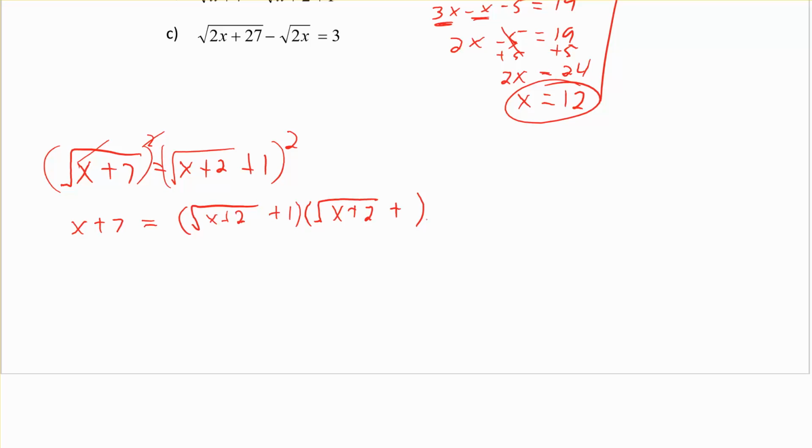And we have to FOIL this. You can kind of see where this came from, eh? So now we got to do that. So I'm just going to start going through the steps here. I'm just going to write x plus 7, and now we have to just FOIL.